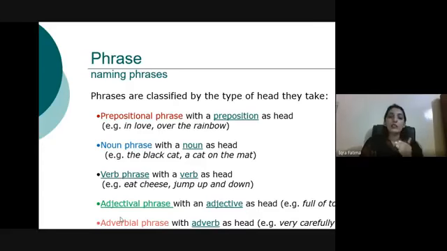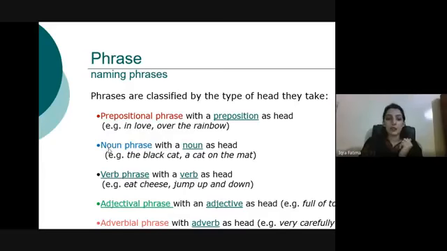Okay, now we are going to talk about the types of phrases which we have and how we have classified them. We have classified them according to their head. First type is prepositional phrase. Prepositional phrase starts with the preposition. So, in love, in is a preposition here. Over the rainbow, over is a preposition here. So the head of this phrase is a preposition, which is why we call it a prepositional phrase.